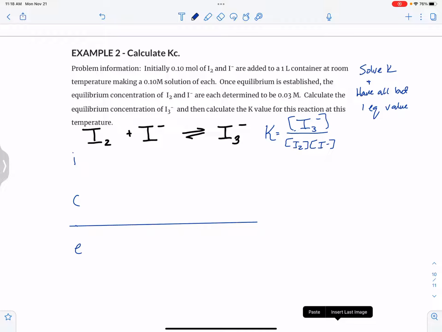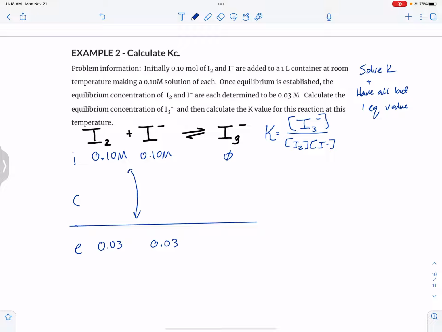So you set it up the same way. So you have your 0.10 molarity and your 0.10 molarity, and that is 0. Then we jump down and we fill in the equilibrium part. So that's 0.03, that's 0.03. And so then what we say is, well, the difference between the two of those is 0.07. The difference between the two of those is 0.07.